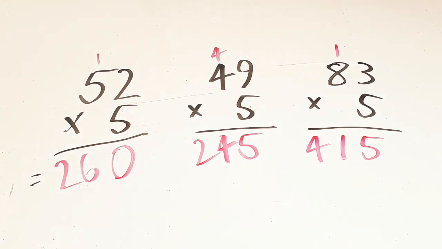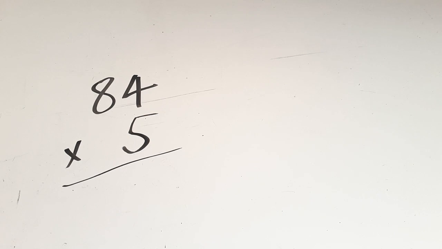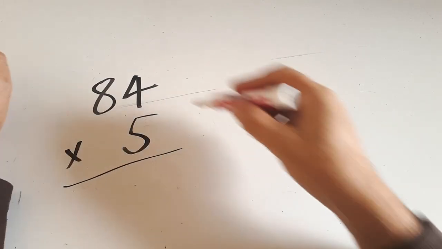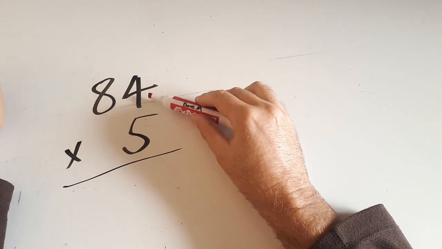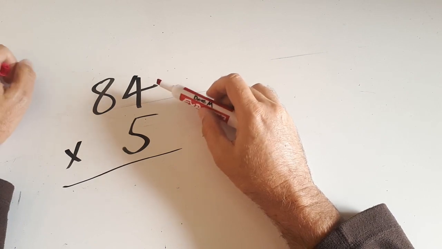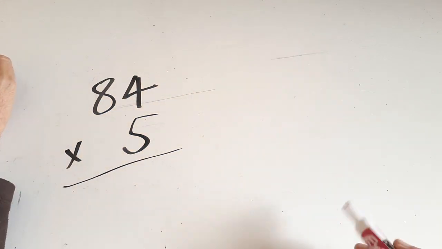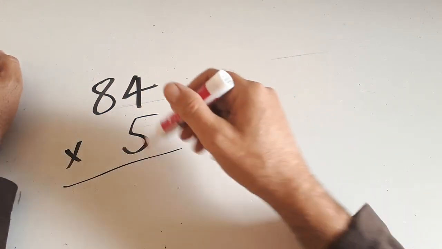And this is what I want to get onto next. A mental strategy where you can do 5 times table in your head. I'll explain that in a second. So take a look at this one. I've deliberately chosen an even number here to demonstrate my point. These are easier than odd numbers, and I'll show you why in a second.